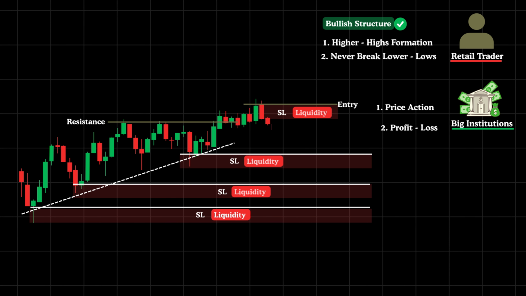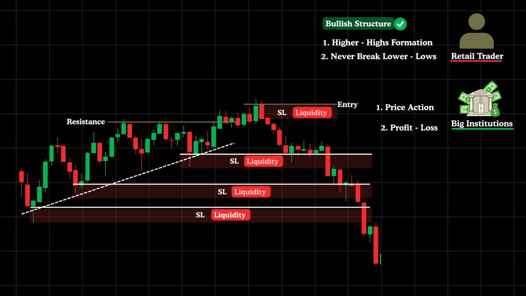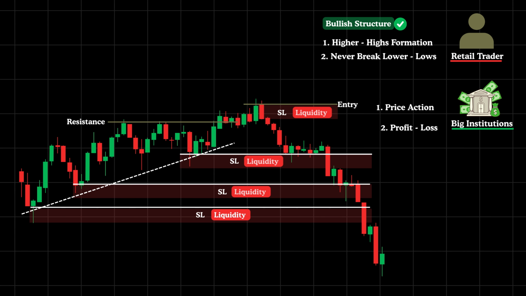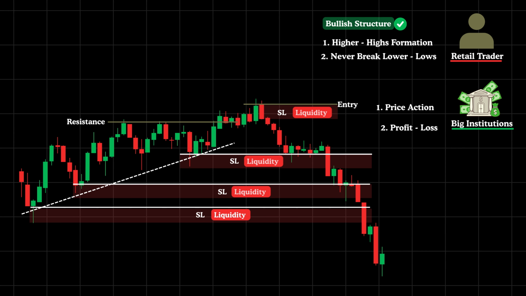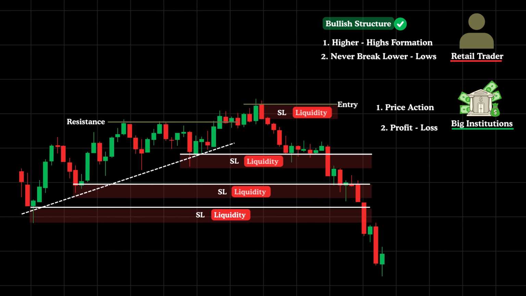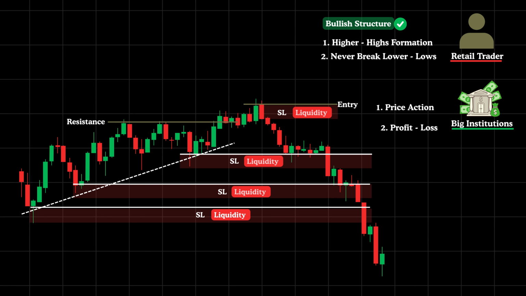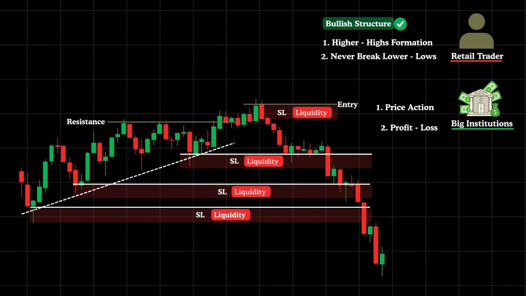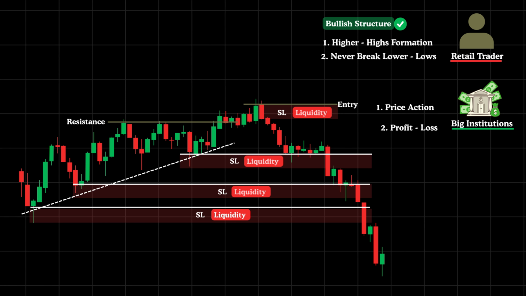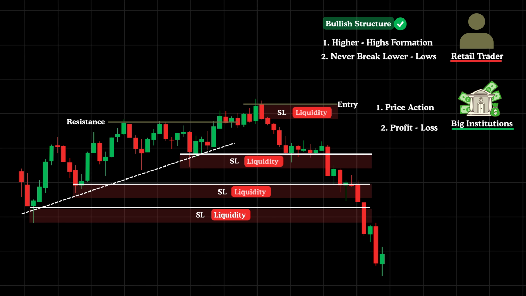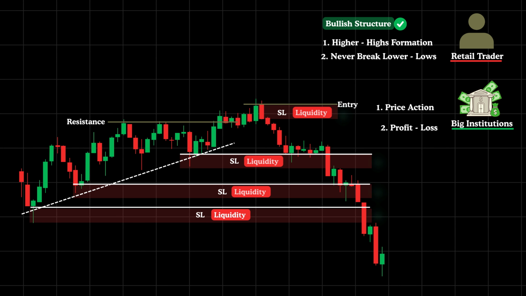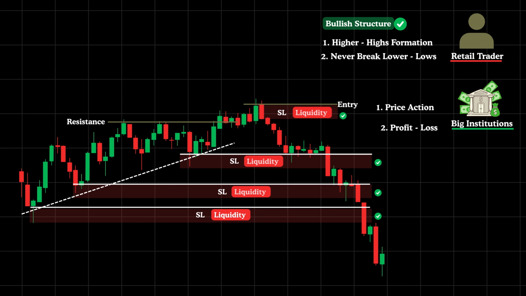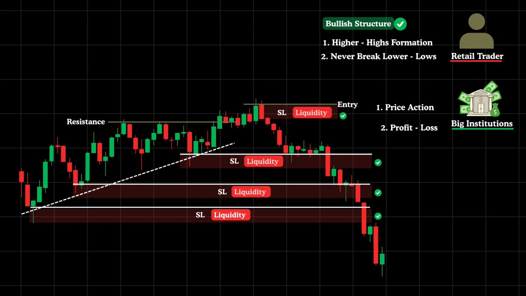The price suddenly drops sharply without a pullback, causing losses for retail traders as their stop losses are triggered. Losses are incurred, and profits are realized by operators. This cycle repeats daily across all time frames. Therefore, you must enter trades in the direction of large institutions. To do this, you need to observe both the price action on the chart and the liquidity created by retail traders' stop losses. Let's move on to the next technique.